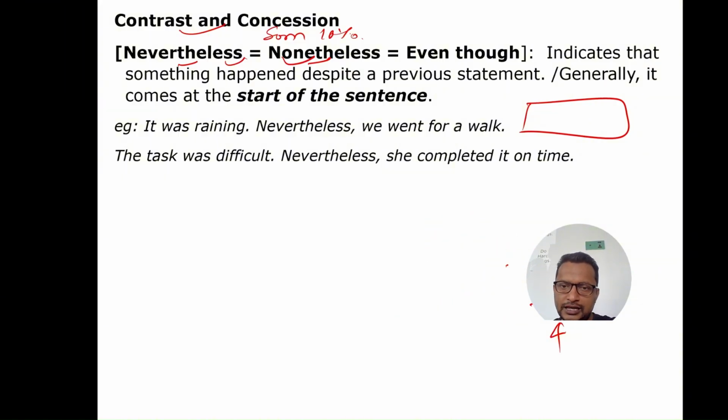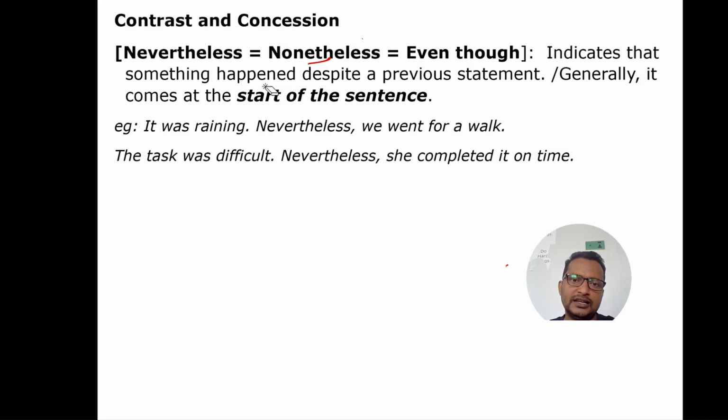The example would be: it was raining, nevertheless we went for a walk. It was raining, nonetheless we went for a walk. It was raining, even though we went for a walk. It shows the contrast. Generally, if it was raining, the expectation is that you should stay inside home, right? You should not go out. But if you are showing the contrasting outcome, then you use nevertheless, contrast or concession. And then: the task was difficult, nevertheless she completed it on time. The task was difficult, even though she completed it on time. Basically the same thing. You are showing contrast or concession.